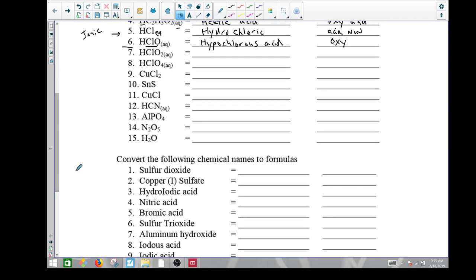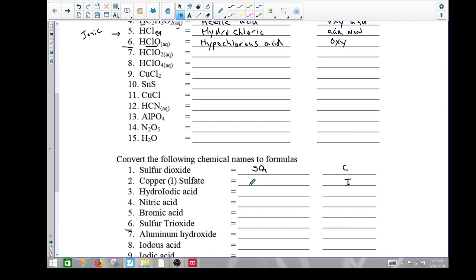We'll do 5 or 6 of these. Again, in my brain, I have to know how I'm naming this. This uses prefixes, so it's going to be covalent. It's nonmetal, nonmetal. That's going to be 1 sulfur, 2 oxygens. It's hard to see, it's a 2. Next, metal, polyatomic anion. This is ionic.